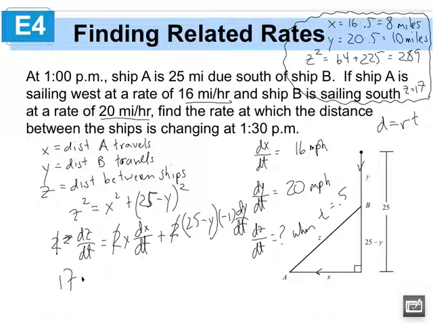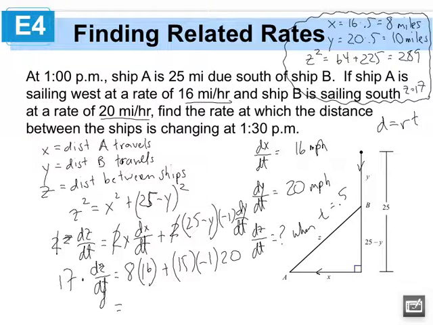17 times dz/dt, which is what we're looking for, is equal to 8 times 16 plus 25 minus 10, which is 15, times -1. Don't forget that -1 times 20. dz/dt is equal to, go ahead and knock yourselves out.